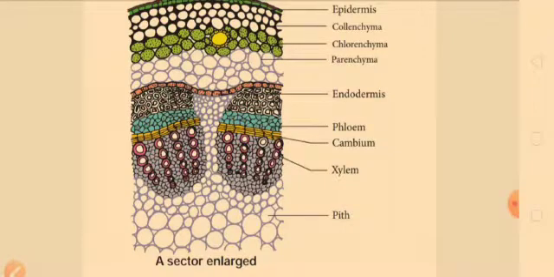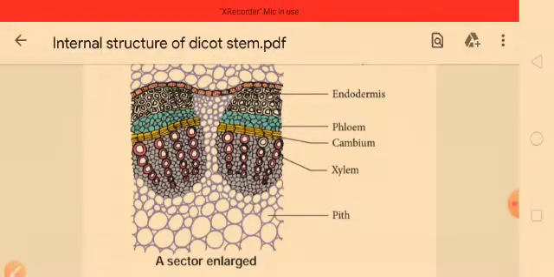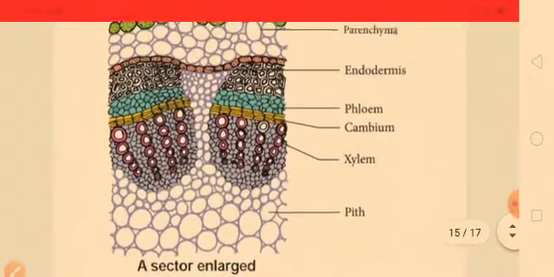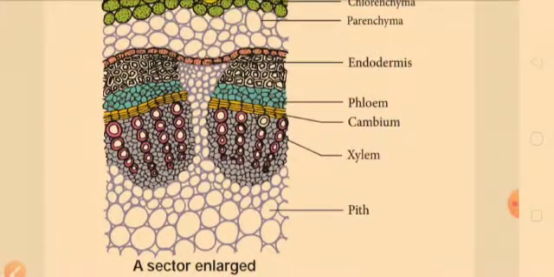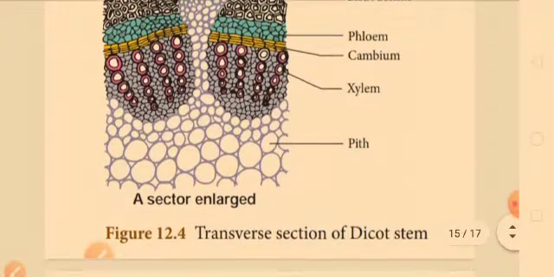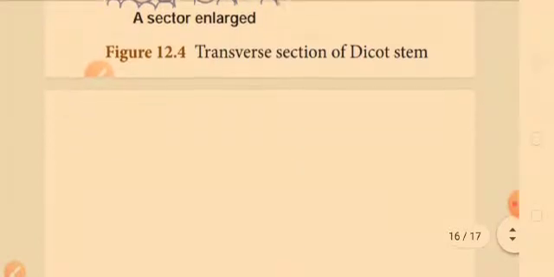The next is the cambium. You can see cambium is present between the xylem and the phloem. The cambium is the yellow color cells. So this is an open type of vascular bundle. Then the pink color cells are called xylem. You can see the metaxylem, bigger cells towards the periphery and smaller cells towards the center, that is towards the pith. So this is an endarch type of xylem. Next you can see the pith layer. So this is a transverse section of dicot stem.